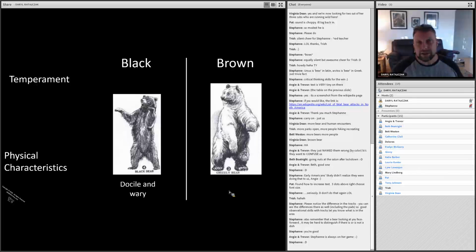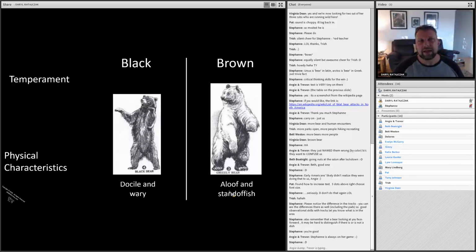Black bears, generally being much smaller, usually about the size of a large human being, tend to be much more docile and more wary. Now, brown bears, because they can grow much larger, they're not always large and not born large, but they can grow to be larger. They've got a different temperament for the most part.